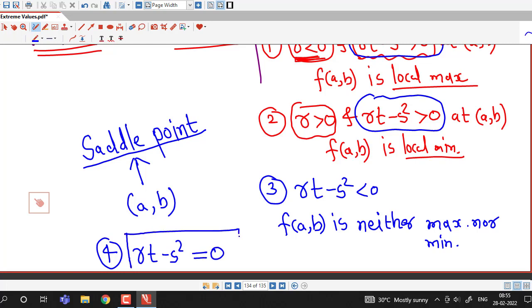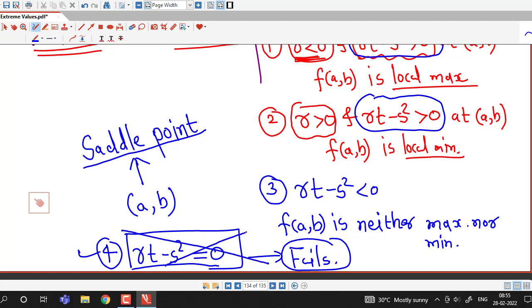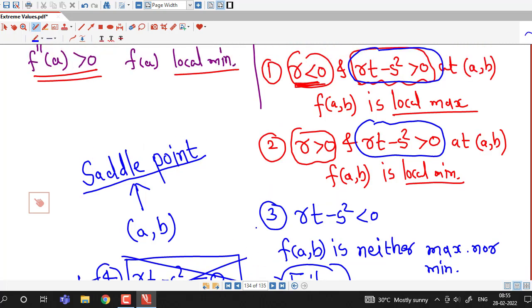If rt minus s square is 0, then this test fails. We cannot apply second derivative test to decide local extreme values if rt minus s square is 0. So for that we have to use either definition or some other results. But in our course we will not have rt minus s square equal to 0. So we will not worry about this. We will worry about rt minus s square is positive or negative.